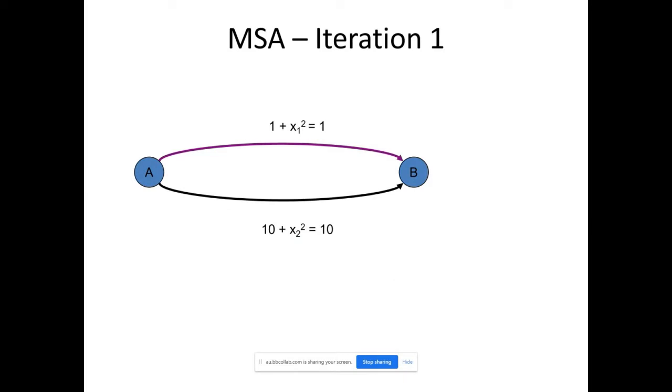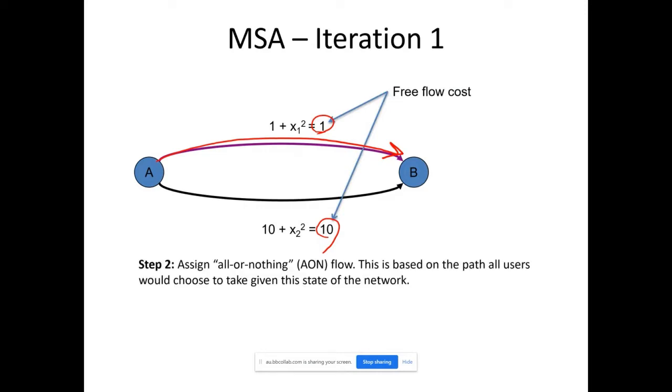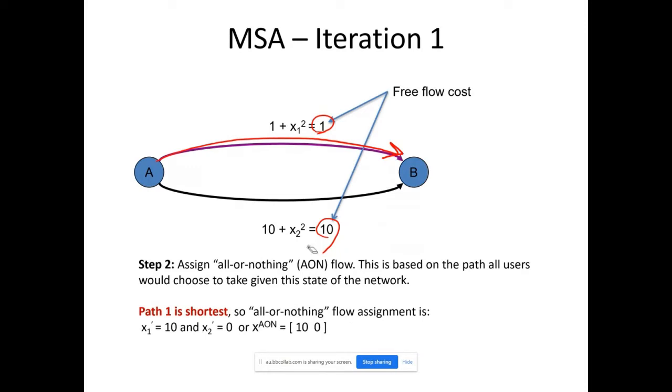The top path is the shortest path because the network is empty, and that travel time is 1, the other one is 10. So 1 is smaller than 10, and everybody will take that. That's the free flow cost. So what we do is an all or nothing assignment, or AON. We assign everybody to the shortest path, so everybody will take the top path. Path 1 is shortest, so all or nothing flow assignment.